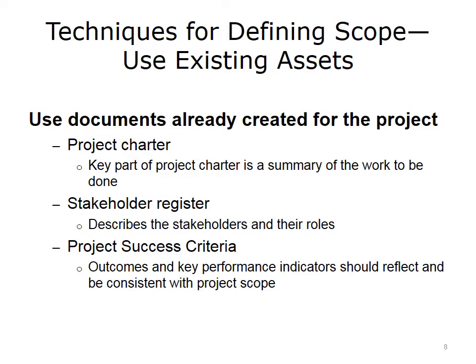Two specific documents, the project charter and stakeholder register, can certainly help. If you have been following the project management guidelines so far, you will have a project charter to work from when it comes time to define project scope. Remember, a key part of the project charter is the summary of the work to be done. The project charter also includes the business need for the project. These will be helpful in coming up with the project scope statement.